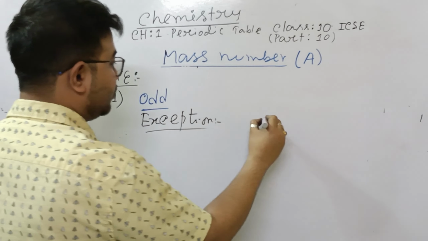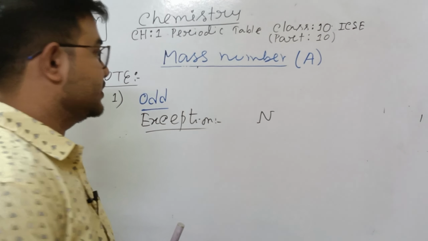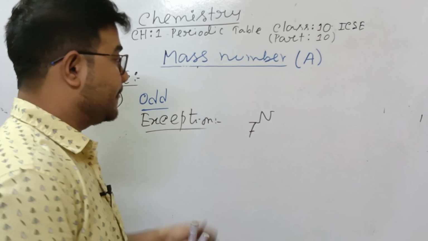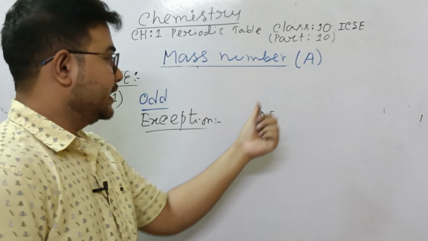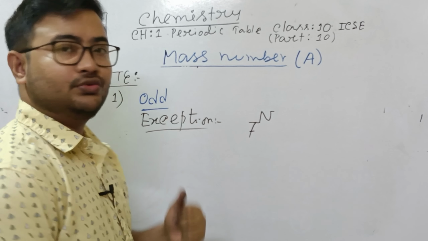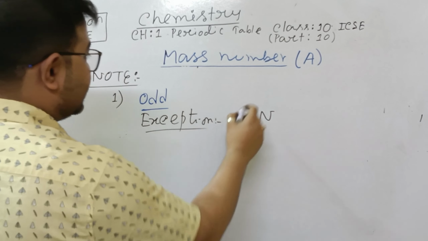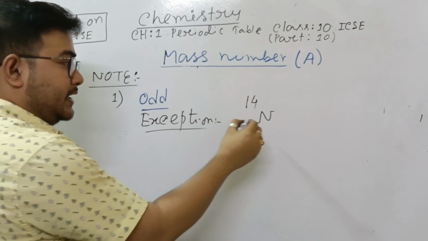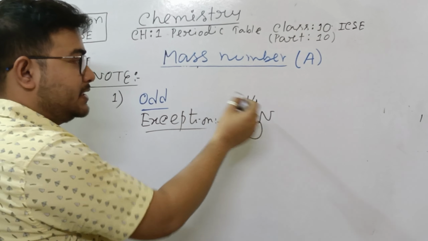Okay, tell me what is the atomic number of nitrogen? Nitrogen atomic number is 7. So according to the formula, what is the number of proton plus neutron, that is mass number? Nitrogen 7, so 7 into 2, 14 plus 1, so 15, but nitrogen mass number is 14. So see, it is odd number, so the formula for odd number is into 2 plus 1, but it does not follow the formula.